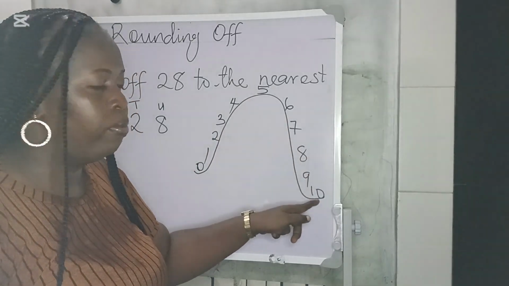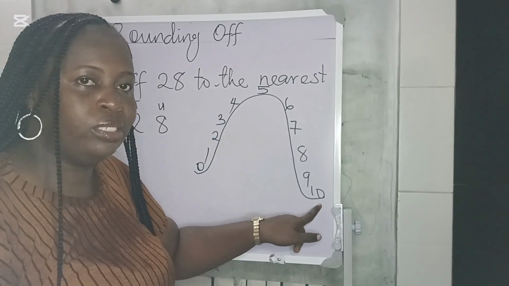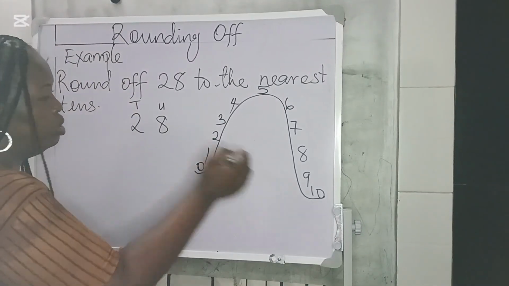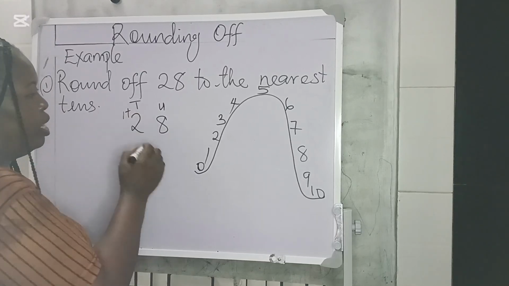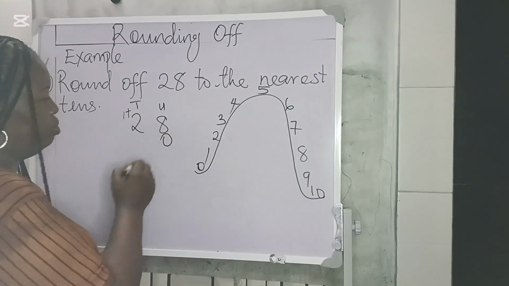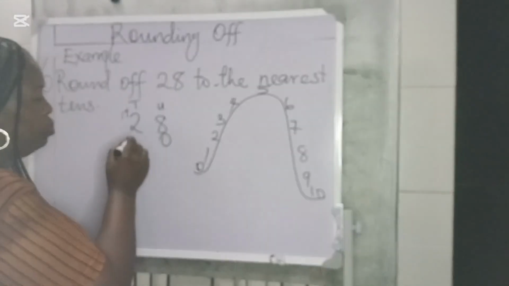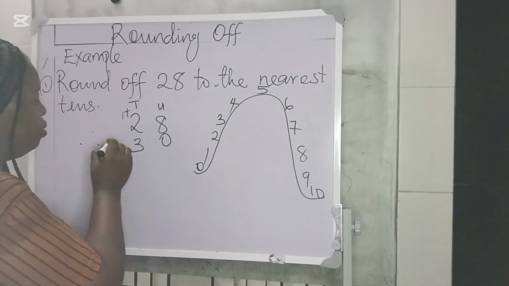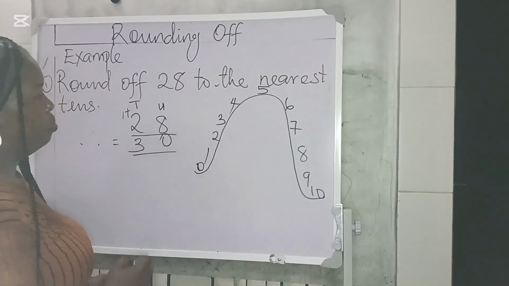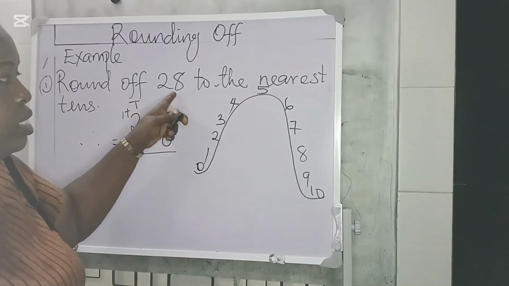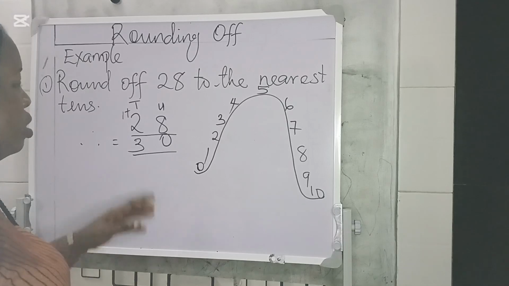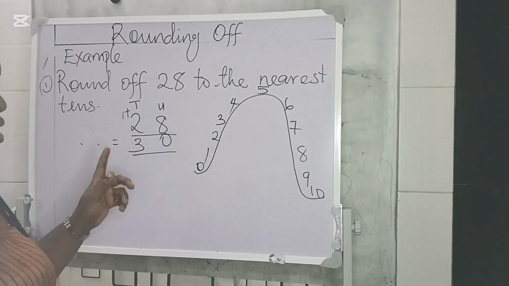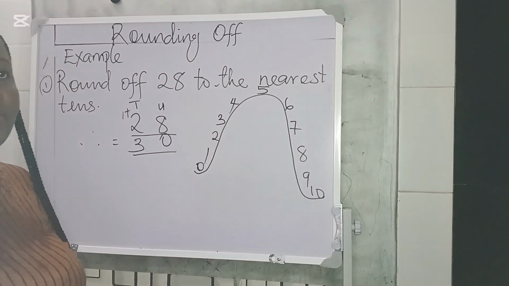Since 8 is here, we run it up to this side of the hill, which is 10. What do we do here? We are going to add 1 to this and replace here with 0. 1 plus 2 is what? 3. Therefore, our answer will be 30. To round off 28 to the nearest tens is 30.